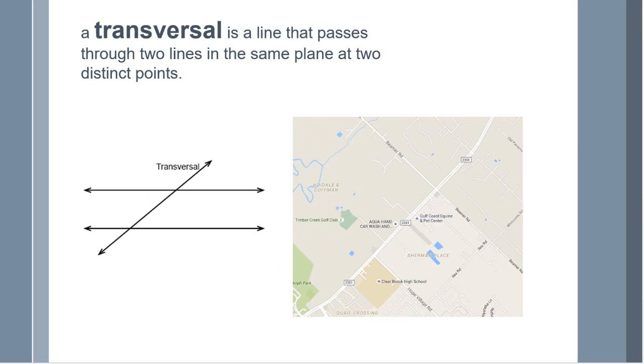So then I got another real world example here. So I pulled up a map, and it's right here at our good old Clearbrook, right on the quest for the best. If you look, every single day I drive down 2351 to get here. Well, 2351 is actually a transversal because it cuts this street here and this street here. It cuts across it, and it hits it at two distinct points. So we can actually say 2351 is a transversal. All right?